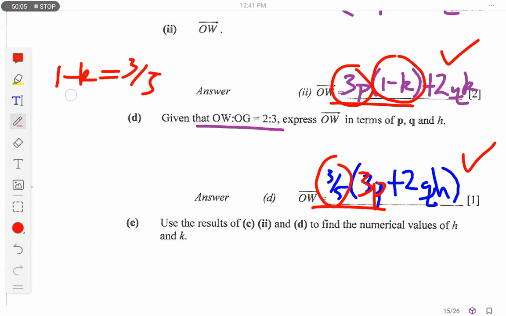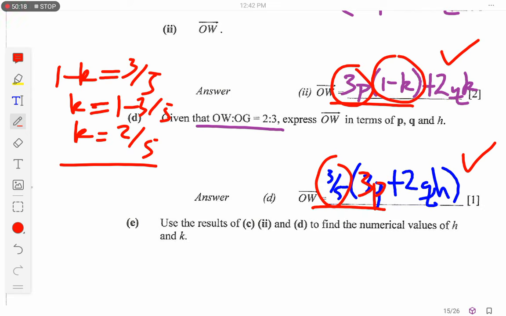Okay, so my k is going to be equal to 1 minus 3 over 5. So k is equal to 2 over 5. So that's the value of k. Then the value of h, I can take also for the q's. Taking for the q's, I have 2k here, I have 2h there. Okay, and it's multiplying by a 2 over 3 there. So at the end of the day, my h is going to be k is equal to h by 3 over 5.